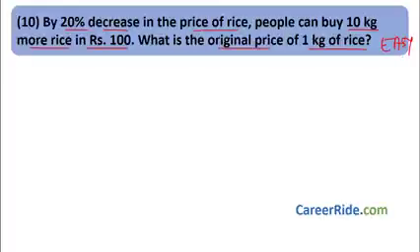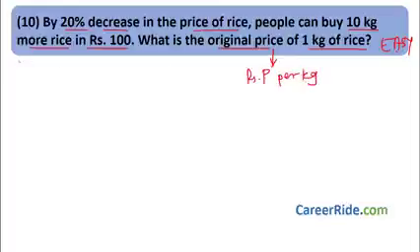It is similar to the consumption sum which we saw earlier, but let's solve this again as a new sum. Let's not rely on anything previous. Now, do we know the original price of rice, 1 kg of rice, the original rate? No. Let us assume that the original rate of rice is P, rupees P per kg.